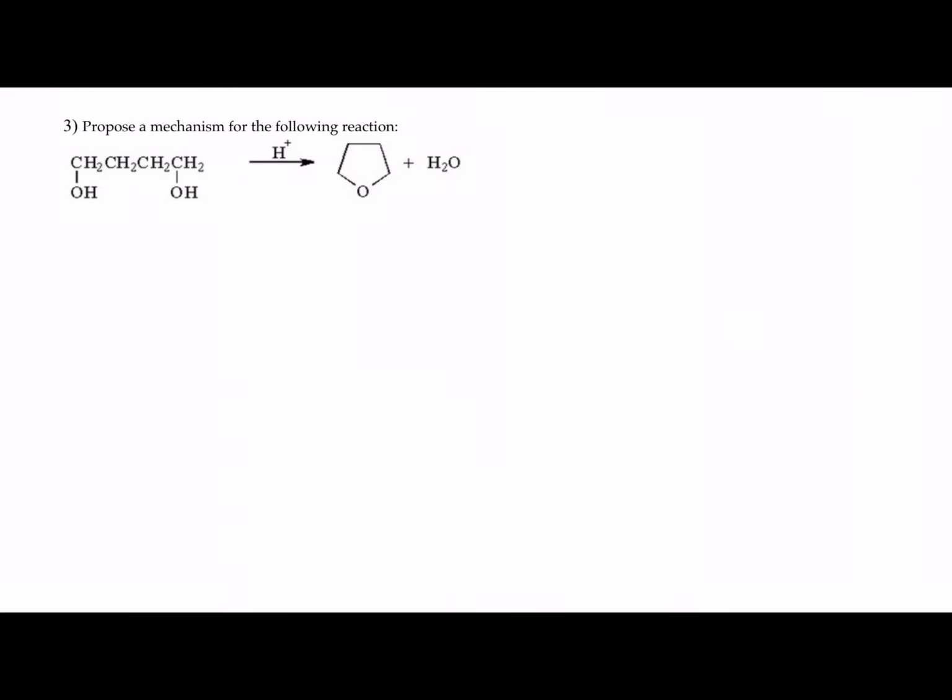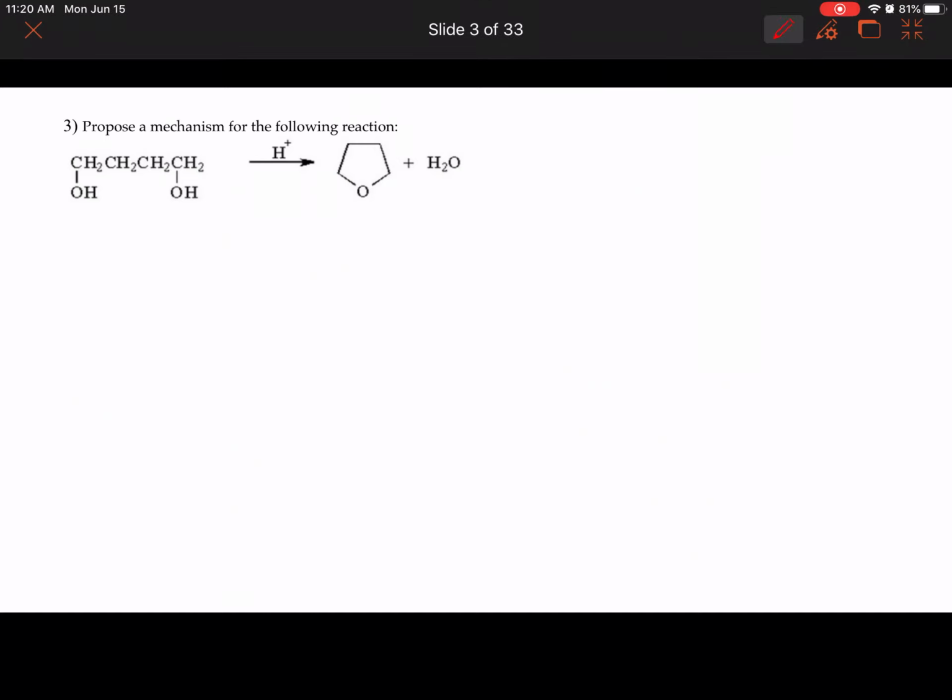And then the third one, it's asking to draw the mechanism for this reaction. We have two hydroxyl groups in the presence of H+. In the presence of the acidic hydrogen, what will happen to our oxygens? There are two lone pairs on oxygen. It doesn't matter which oxygen. One of these is going to grab this H+, and then it would become a protonated alcohol.